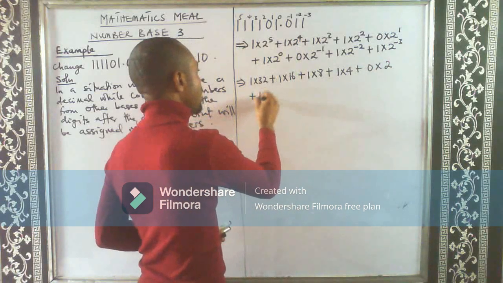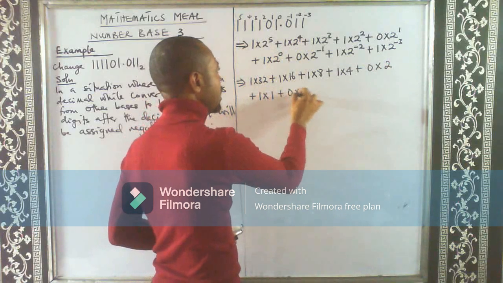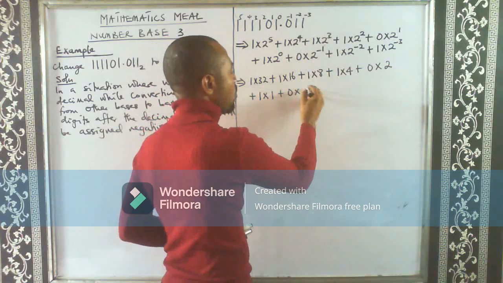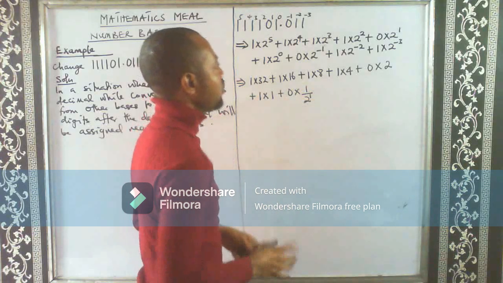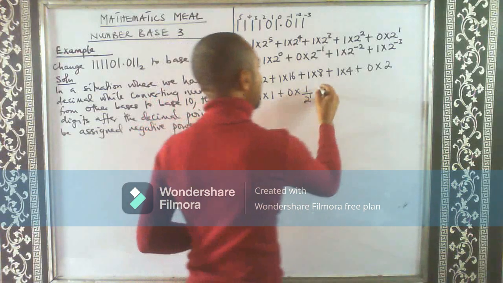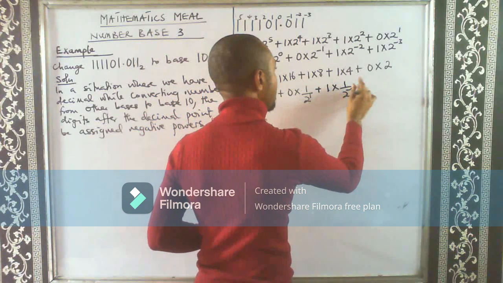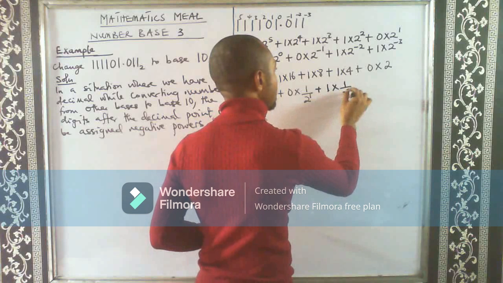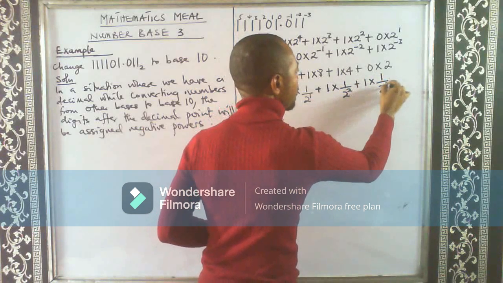plus 1 times 2 raised to the power 0, which is 1, plus 0 times 2 raised to the power minus 1, which is 1 over 2 raised to the power 1. That's what it means. Then plus 1 times 1 over 2 raised to the power 2, plus 1 times 1 over 2 raised to the power 3.